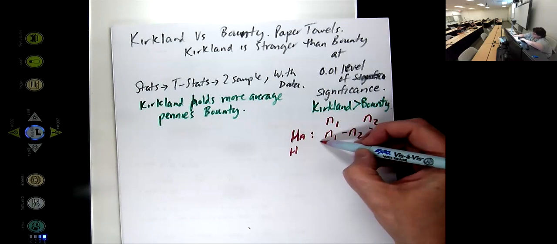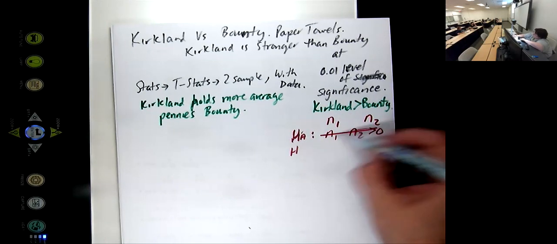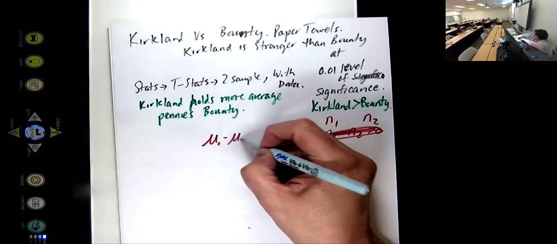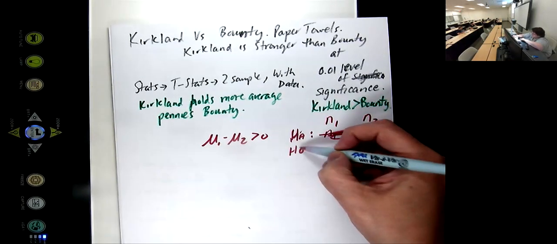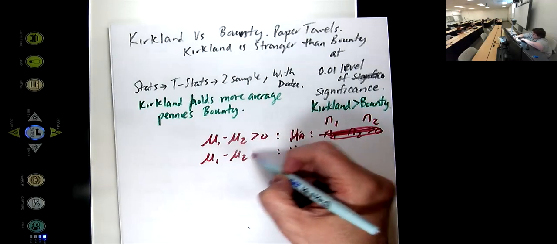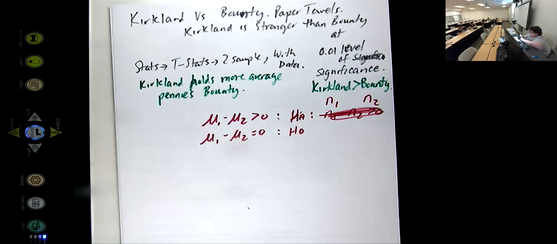Nope, what am I doing? mu1 minus mu2 is greater than 0. H0 will be that they're equal. H0 always has the equal sign.